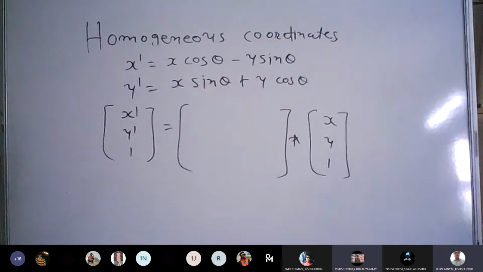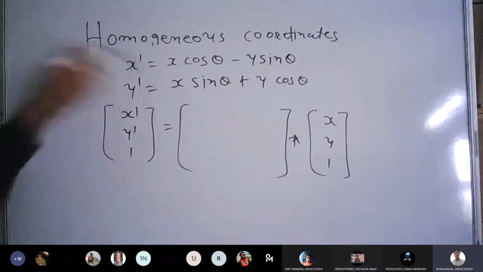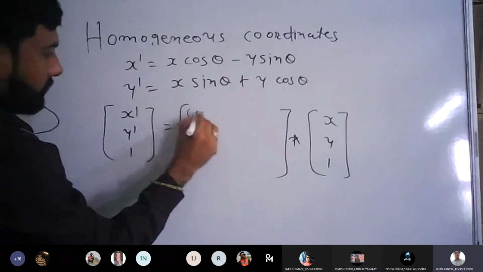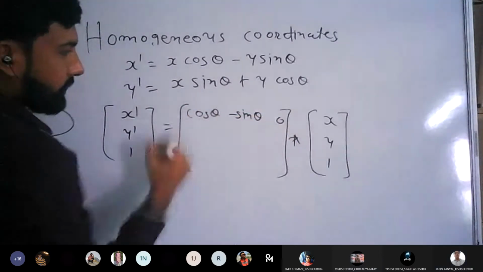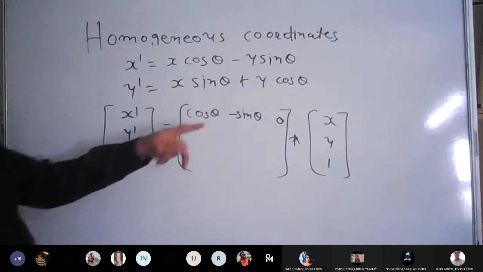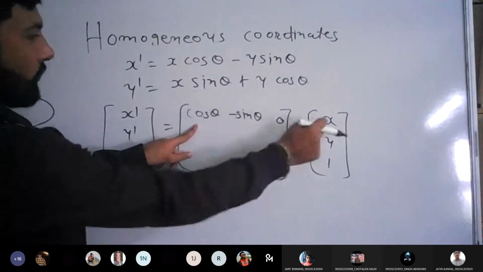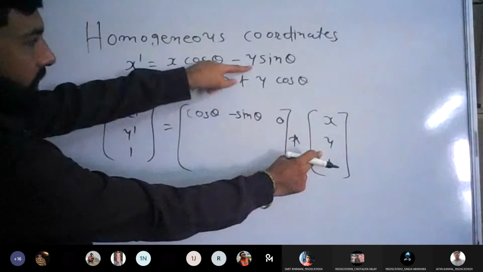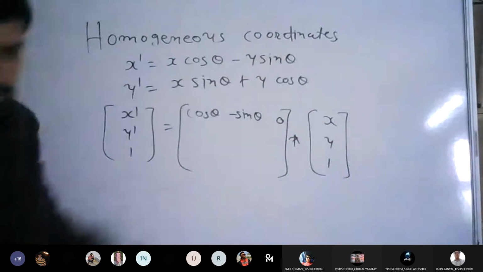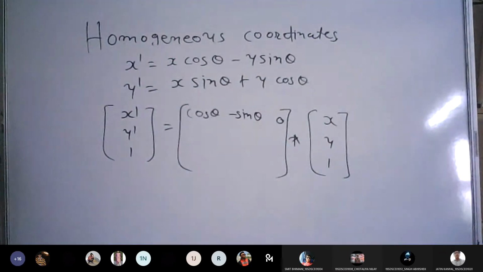cos theta, cos theta, minus sin theta, 0. Very good. Cos theta, minus sin theta and 0. Now just try to multiply it. Cos theta into x, x cos theta, minus sin theta into y, minus y sin theta, plus 0 into 1, 0, which we don't want.